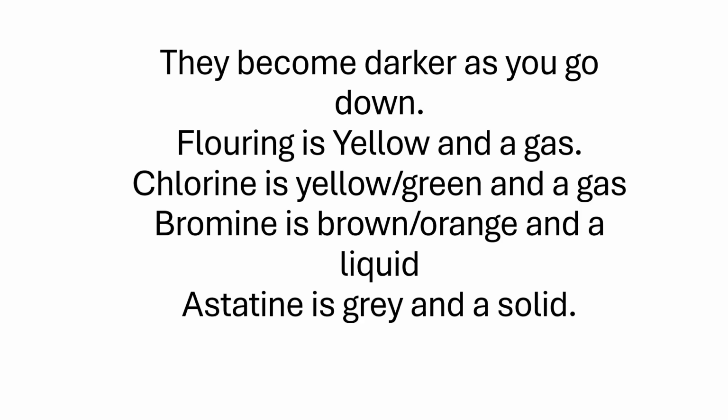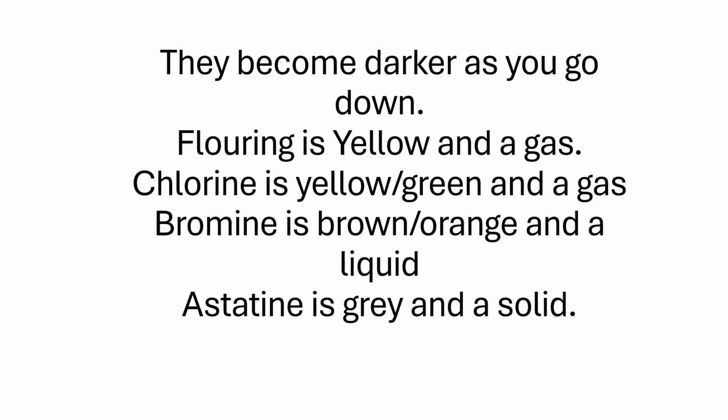Now, as you go down the group, they become darker in colour. Fluorine is yellow and it is a gas. So these things are important. Chlorine is a yellowy green, more green than yellow, and is also a gas. Bromine is brown and orange and a liquid, and astatine is grey and a solid. So as you go down the group, they change from gases to liquids to solids, and they become darker.